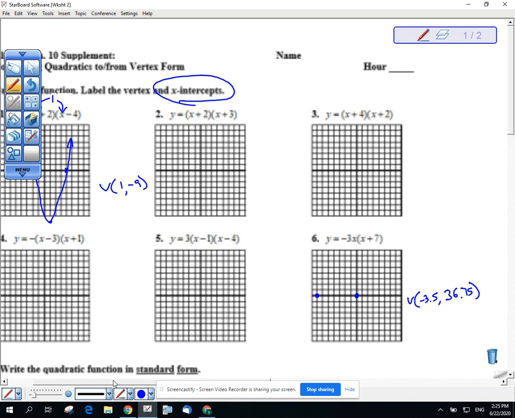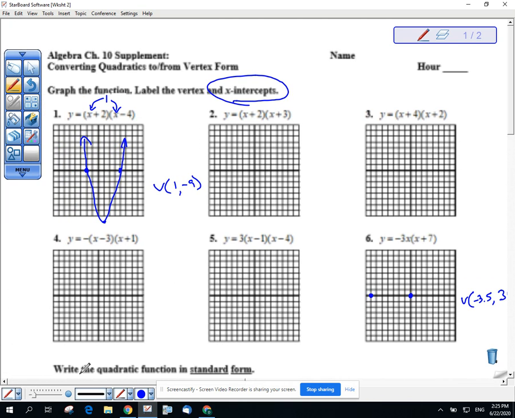So that's the vertex, negative 3.5, 36.75. Okay, now with that in mind, you are not going to be able to go by ones. 36.75 would be way up here. So let's go ahead and go by 5s. 5, 10, 15, 20. Here's 25 right here. The 5th tick mark would be 25.